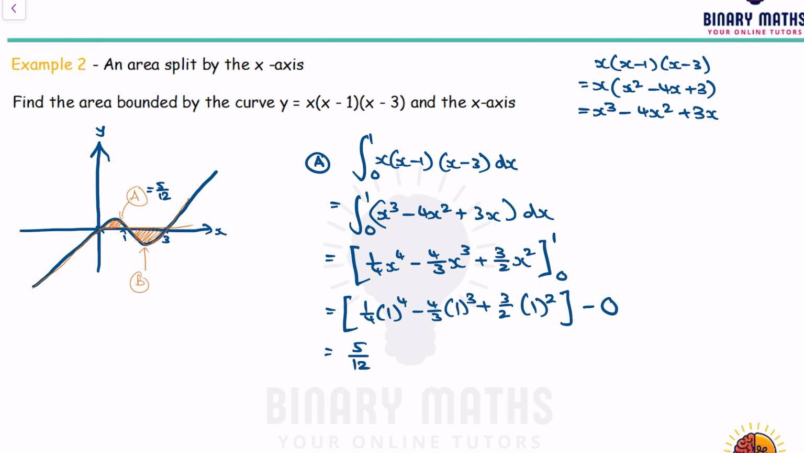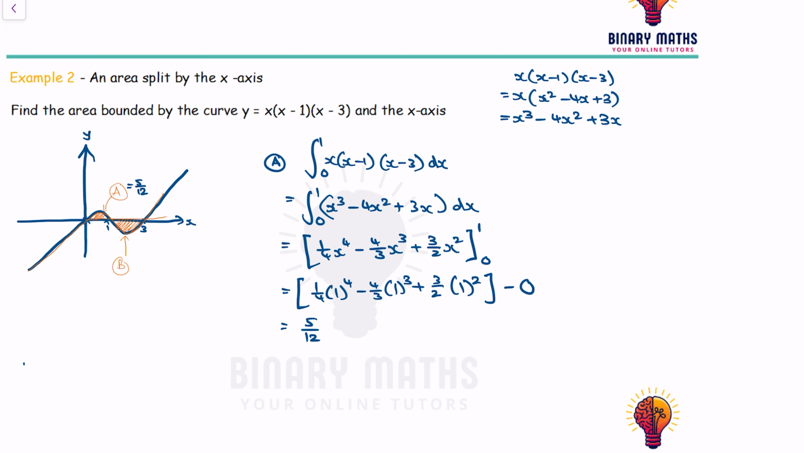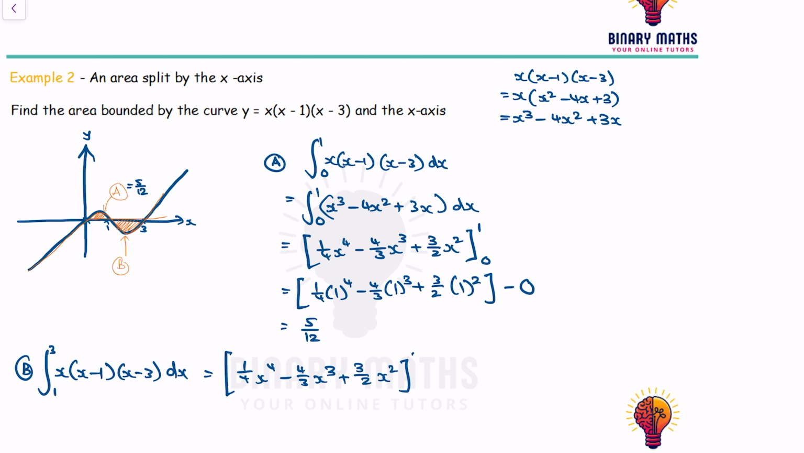I need to do the same thing with B. So with B, I need to integrate between 3 and 1. Again it's integrating x times x minus 1 times x minus 3, the same function. Now I've already worked out the integral, so it's a quarter x to the power of 4 minus 4 over 3 x cubed plus 3 over 2 x squared. And obviously I have to substitute 3 in and 1 and then subtract.